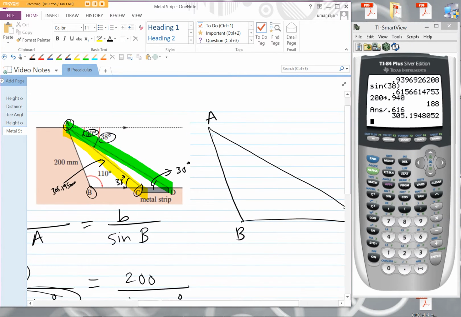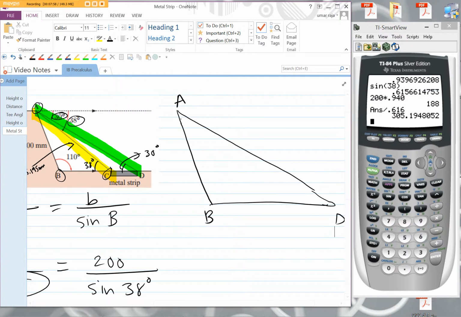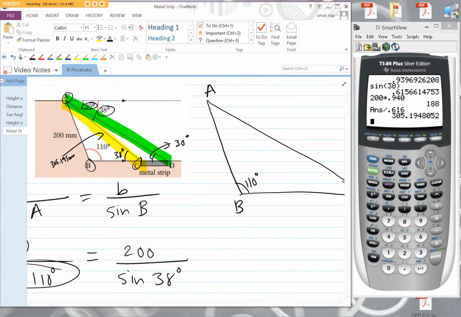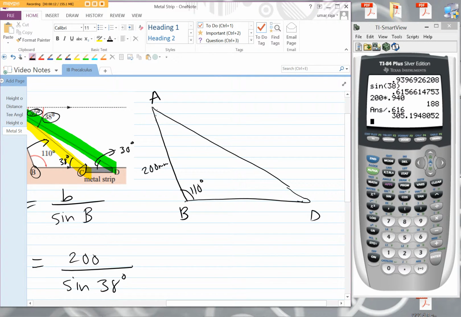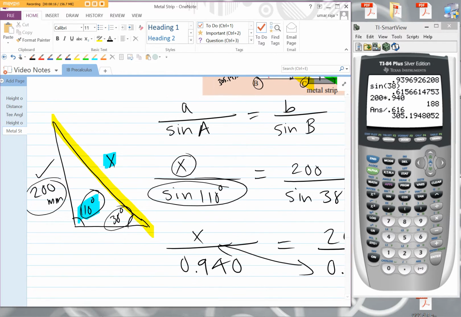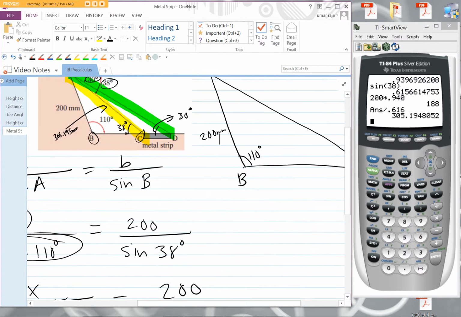Alright guys, again, that's what they're calling the triangle ABD. So you know that this angle is 110 degrees, that's given in the problem itself. You also know that the side length AB has a measurement of 200 millimeters, so we're going to write this out. And what you're solving for is the distance from point A to point D. Since I already called the distance on the other triangle X, we're not going to call it X, we're going to call it something else.